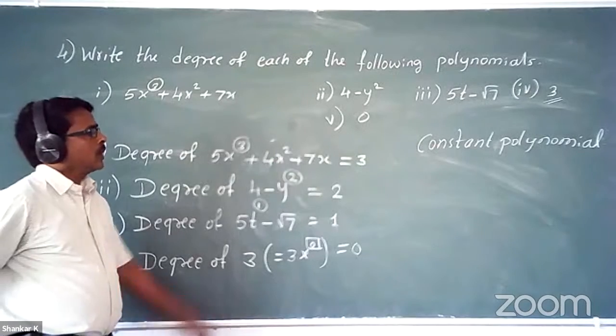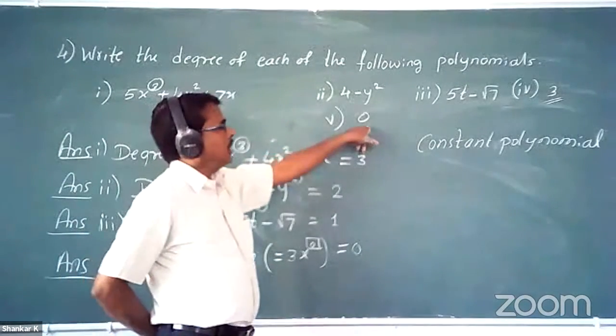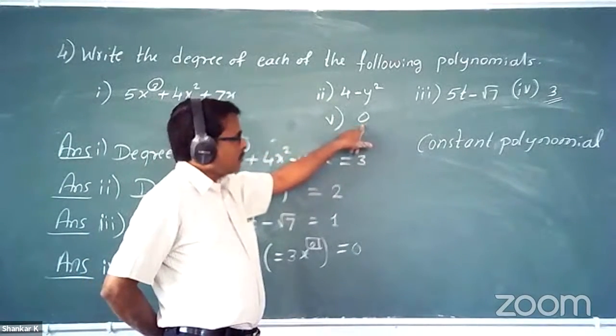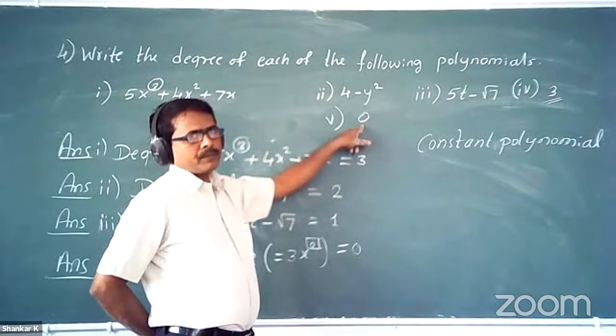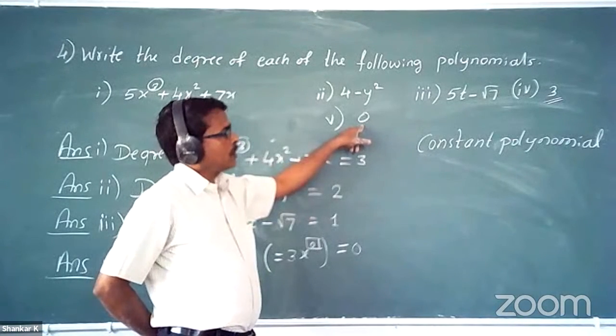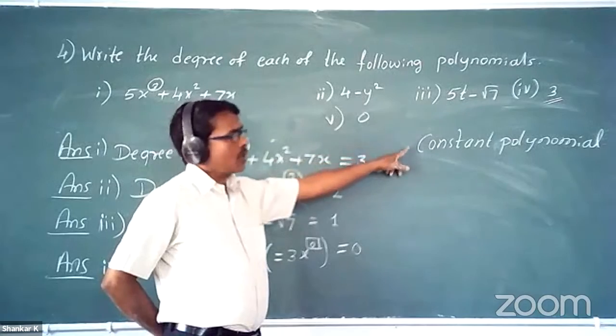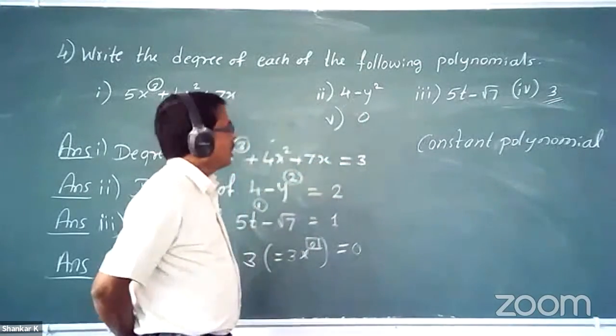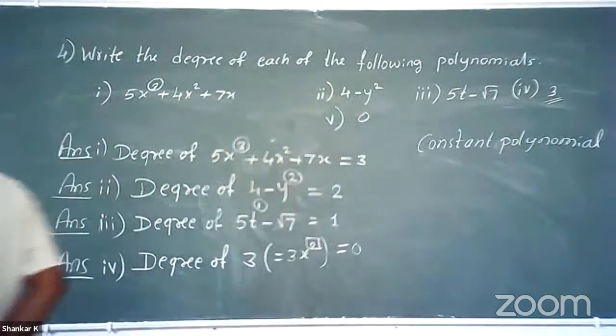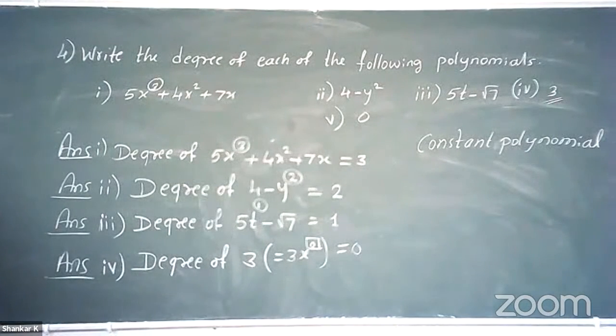This polynomial is called the zero polynomial. Remaining numbers are called constant polynomials. Okay? Write the next question.